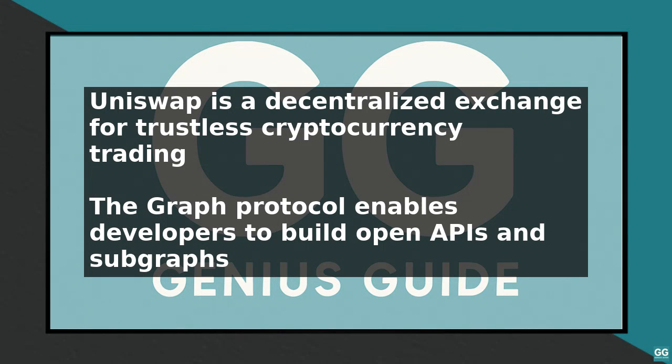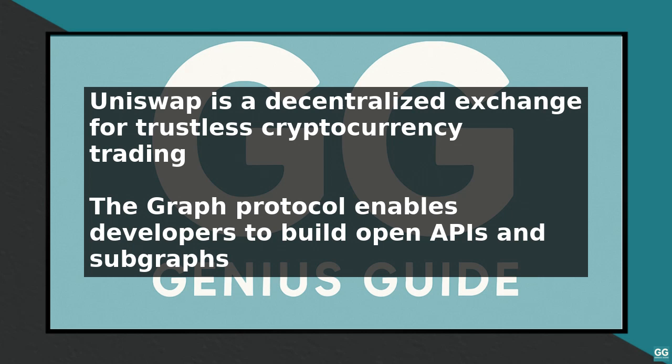To get started with Uniswap subgraphs, it is essential to understand the basics of the Uniswap protocol and the Graph protocol. Uniswap is a decentralized exchange that enables users to trade cryptocurrencies in a trustless manner, while the Graph is a decentralized data indexing protocol that enables developers to build and publish open APIs, known as subgraphs.